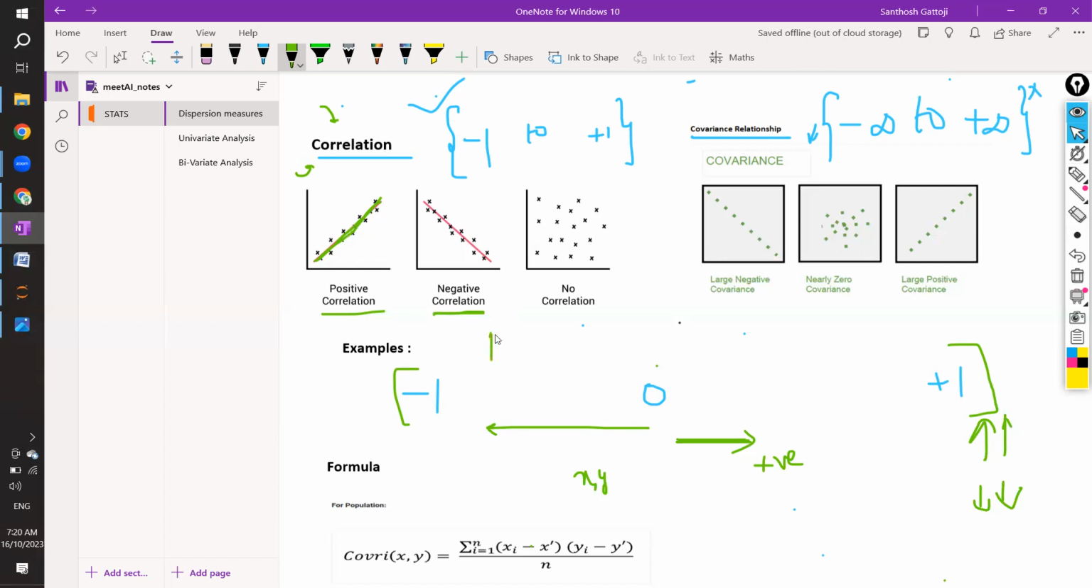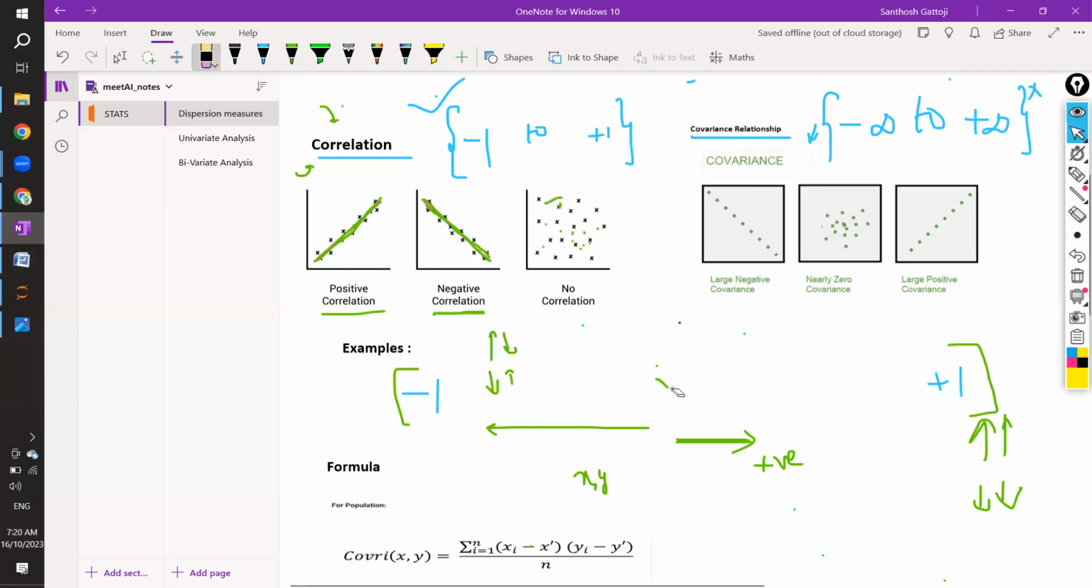That means increase, decrease, decrease, increase. Fine. This is negative. See, increase, decrease, decrease, increase, increase. Some other cases: 0 means no relationship, like shoe size and salary, no relationship. Clear? Is this clear, guys? Let me know. Is this correlation clear? Are you able to understand why correlation is more important than covariance? Yes, sir. Okay, fine, perfect.